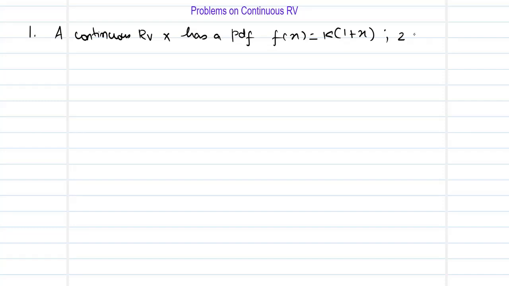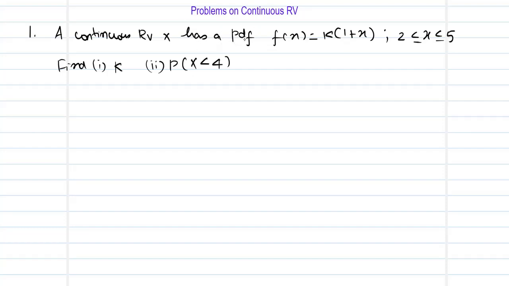Problem number 1. A continuous random variable capital X has a PDF, the probability density function, f of x given as k into 1 plus x for the limit 2 less than x less than 5. Find question number 1, the value for k. Question number 2, the probability of x less than 4. Now we will have to solve for this.